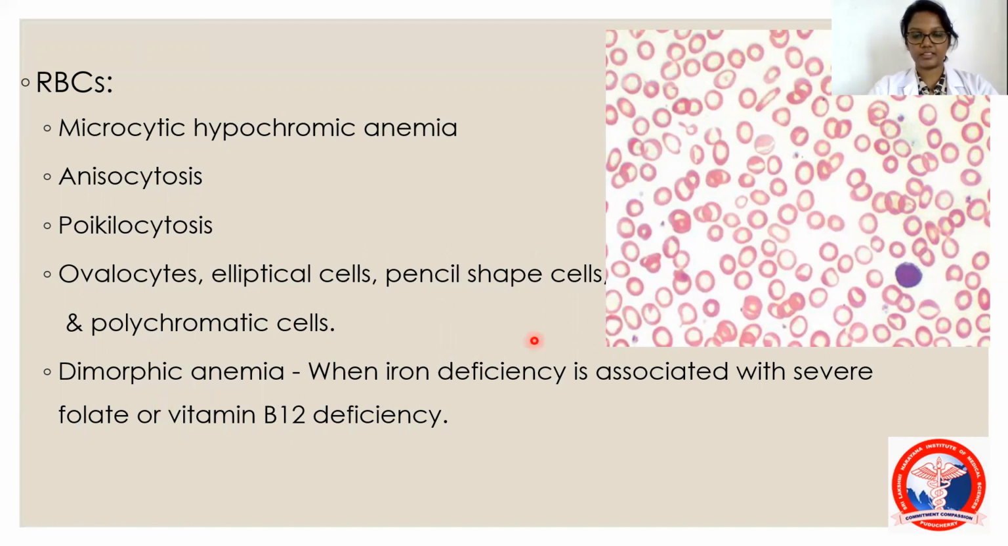Now, in iron deficiency anemia, sometimes the patient can present with coexisting folate or vitamin B12 deficiency. In such cases, you will see a dimorphic picture, because in B12 deficiency the RBCs are large. So there will be megaloblastic anemia in addition to iron deficiency anemia, and you will see a dimorphic population.